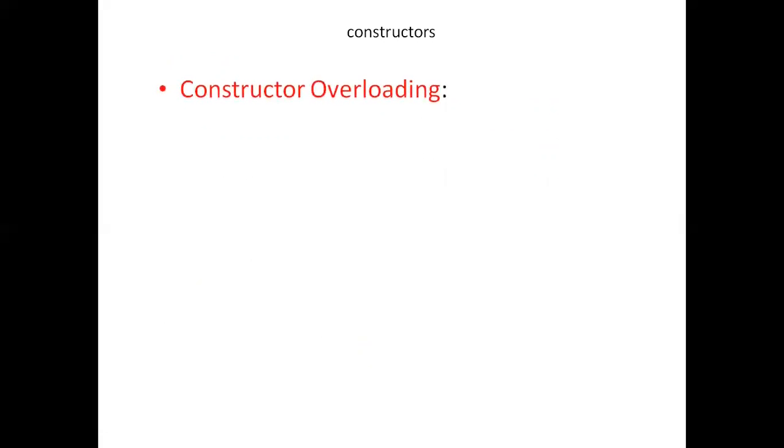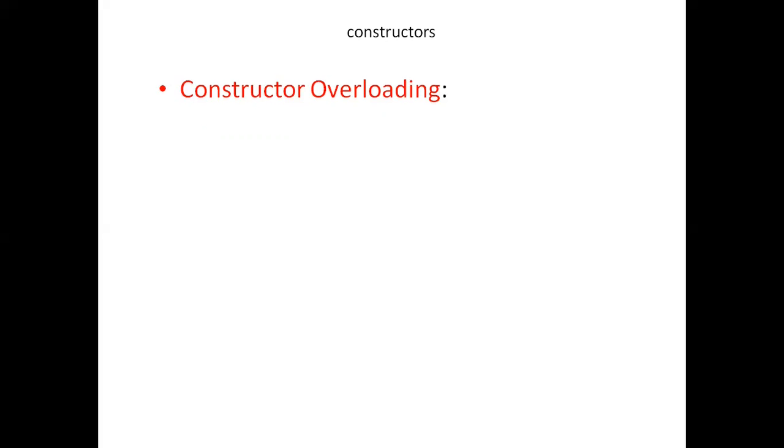Constructor overloading. In the last class, we have seen method overloading. Method overloading means a class can have more than one method with the same name, provided their arguments are different. That is either the type of arguments, the number of arguments, or the order in which the arguments were given, that is types were also exchanged.